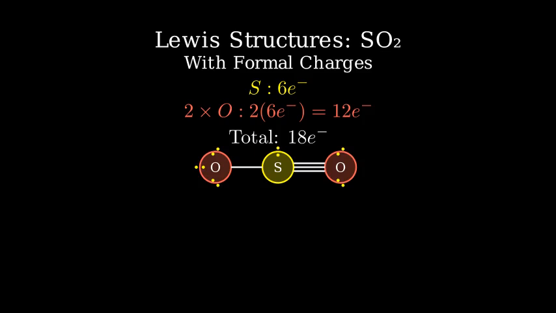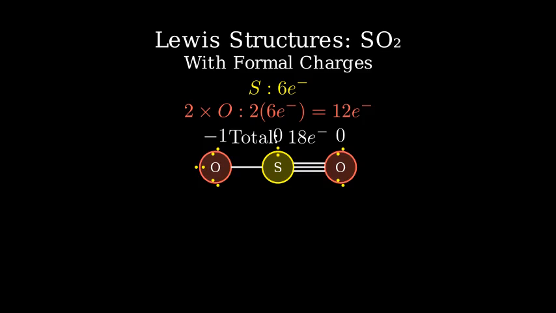Now let's calculate the formal charges. For sulfur, it has 6 valence electrons, shares 4 electrons in bonds, and has 2 non-bonding electrons. That gives a formal charge of 0. For the double-bonded oxygen, it has 6 valence electrons, shares 4 electrons in bonds, and has 4 non-bonding electrons. Its formal charge is also 0. For the single-bonded oxygen, it has 6 valence electrons, shares 2 electrons in bonds, and has 6 non-bonding electrons. This gives it a formal charge of -1.